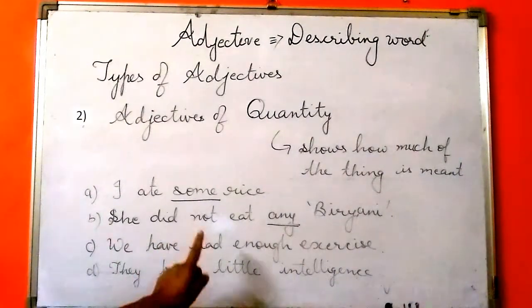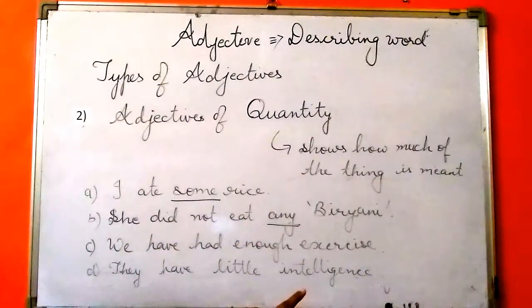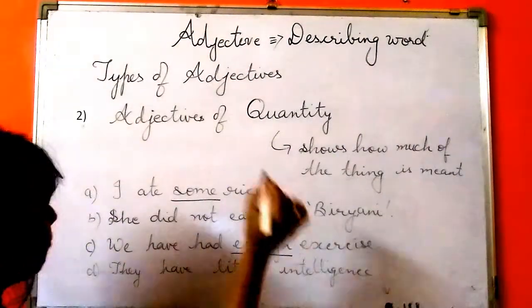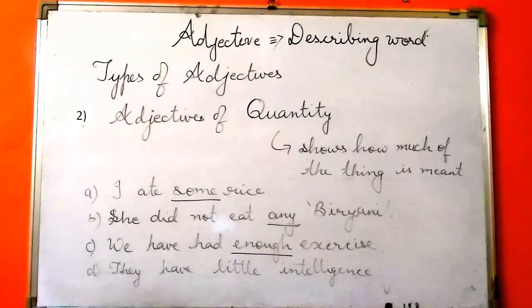We have had enough exercise. How much exercise have we had? Enough, which says that yes, exercise we have done fine. How much exercise? Enough, and we are not going to do any more. So your adjective is enough. Next, let us look at the fourth one.